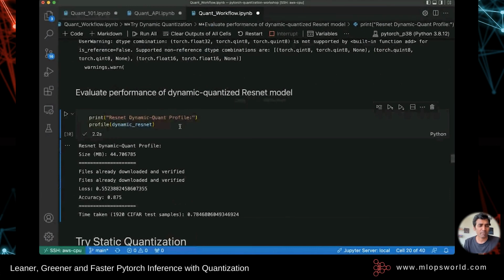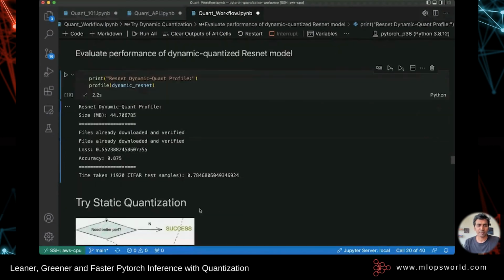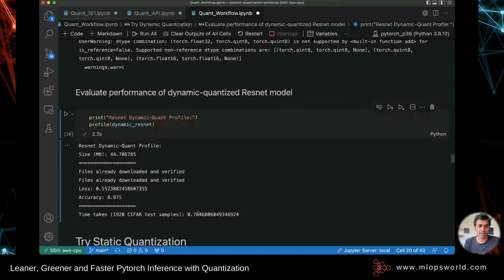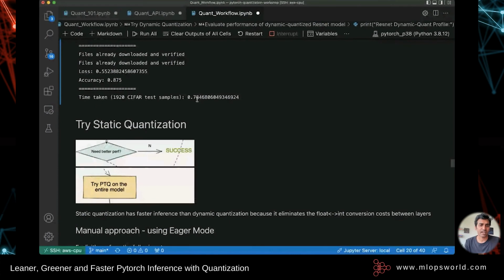You can see there's not much of a change from our floating point model. It's barely reduced by less than a megabyte. The accuracy is about the same. The time has reduced by about 100 milliseconds. This was around 0.86 and now it's 0.78. This is because there's not much of a change, because we only quantize the linear layer in the entire model.